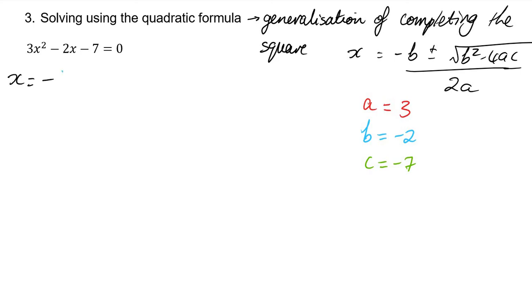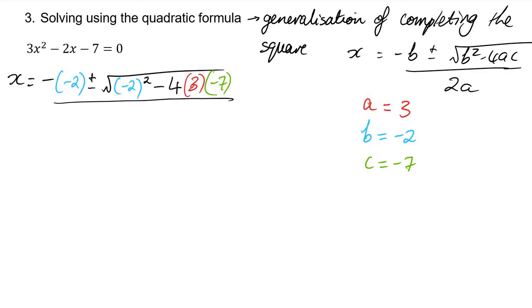x is negative b plus or minus the square root of b, don't forget brackets here, it's important, squared minus 4 times a times c, all over 2 times a.